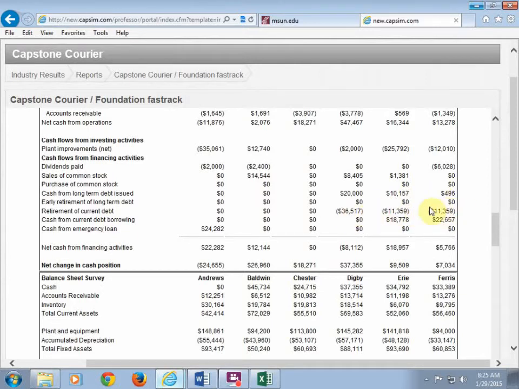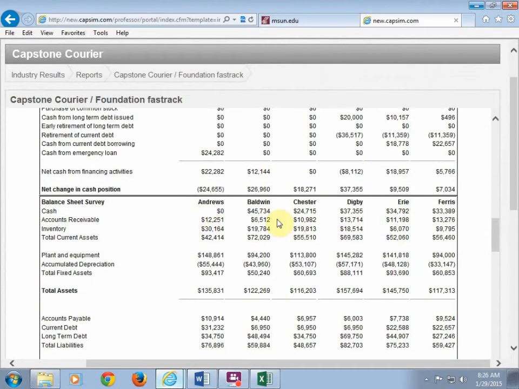Retirement of current debt. So they had some big current debts from last time that they paid off. I don't think they borrowed. Oh, and then Erie and Ferris. See, Erie and Ferris, two computer teams, aren't afraid of borrowing money. In the short term, look at that, roughly 19 and 23 million between them. And then Andrews, the only team that had the emergency loan.